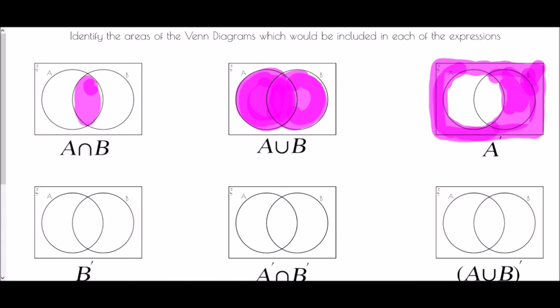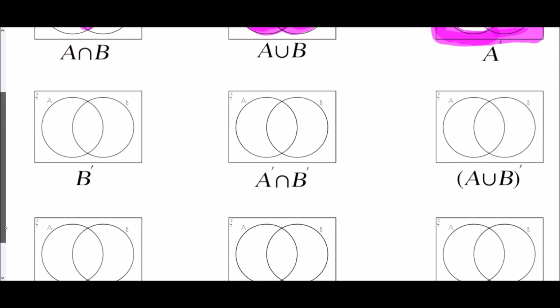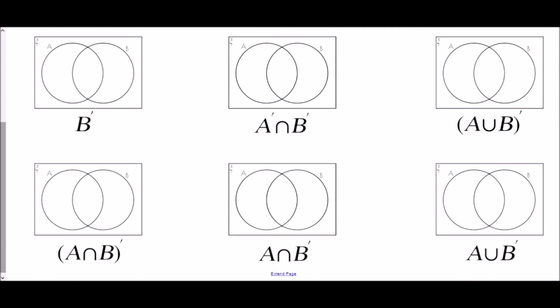If we do the same for the next one, not B, that means it cannot be anything in the B group, so again we are dealing with any value that is outside of the group known as B.